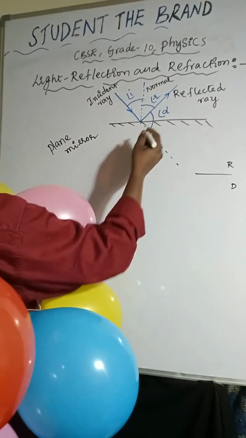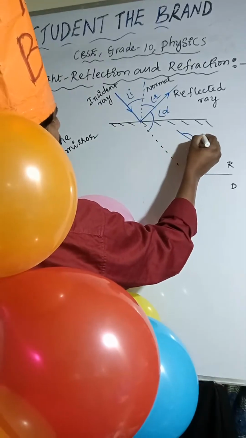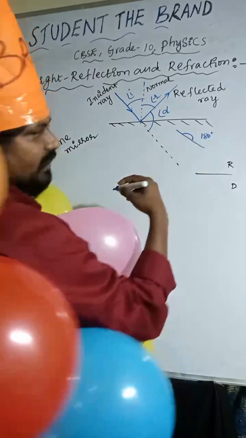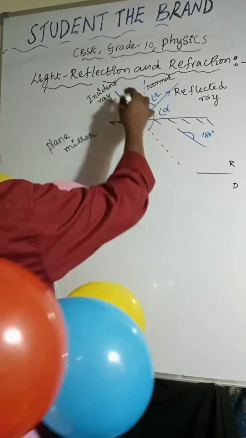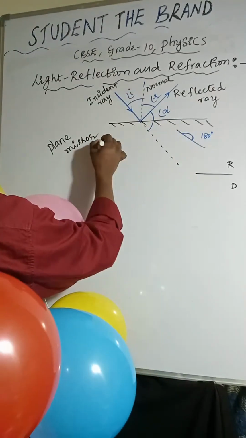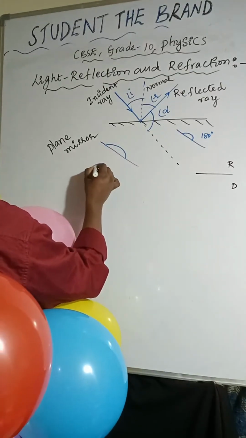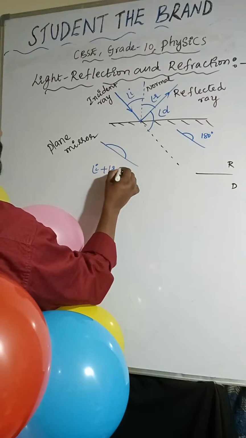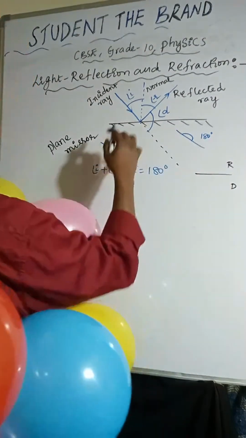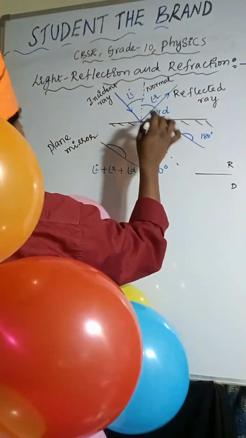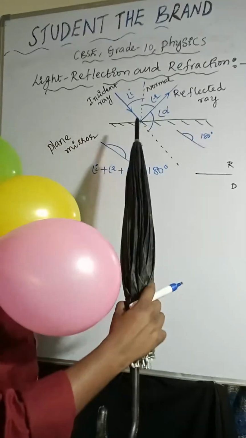And coming here, if you are taking this linear angle, the total angle is 180 degrees. So that includes angle of incidence plus angle of reflection plus angle of deviation equal to 180 degrees, because they are all on the line.